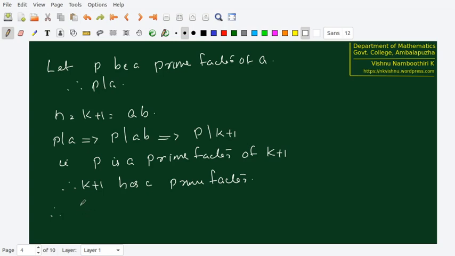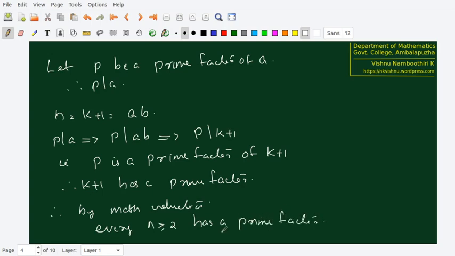Therefore, by mathematical induction, every n greater than or equal to 2 has a prime factor. We established it.